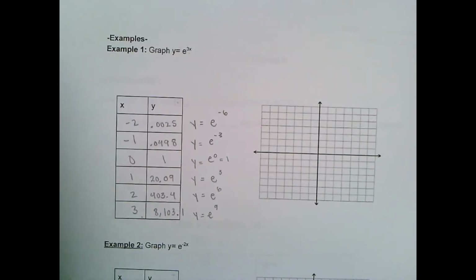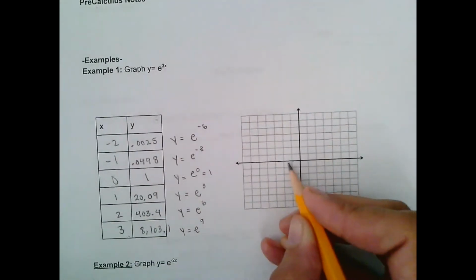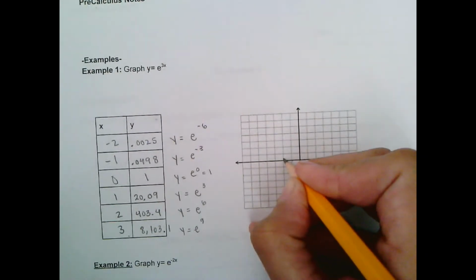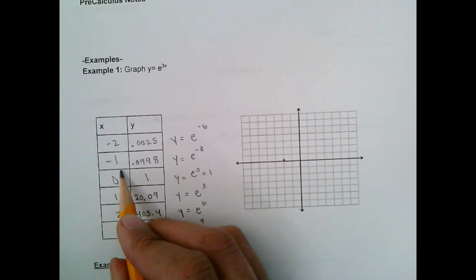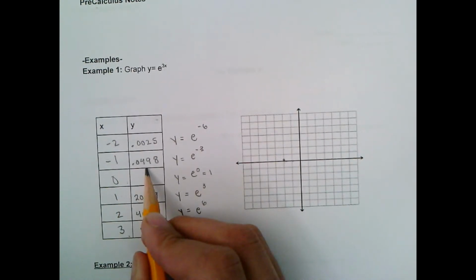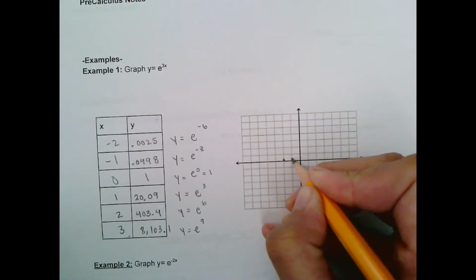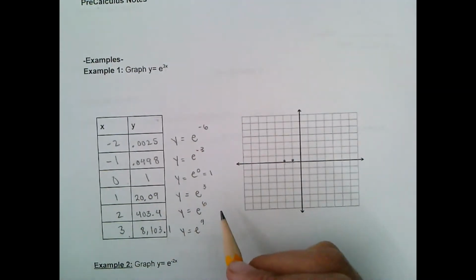Obviously those two last points aren't going to fit in our graph. Whatever, we're going to make an approximation though. For the ones that do fit in your graphs though, they should be accurate. So here we go. When x equals negative 2, you get 0.0025. Again, that's a humongously tiny number. I'm just going to put a dot very close to the x-axis. When x equals negative 1, you get 0.0498. Again, very tiny. I'm just going to put that very close to the x-axis again. But I do know it's slightly higher than the previous number.